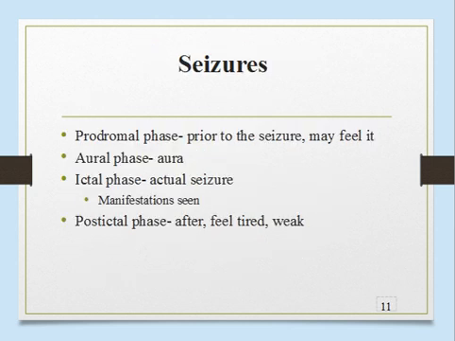Seizures. Prodromal phase. Prior to the seizure, you may feel it coming on. Aural phase is when, prior to the actual seizure, they have an aura, or they sense an aura. Ictal phase is the actual seizure. Manifestations are seen. That's when things happen. Post-ictal phase, it's after the seizure. They feel tired. They feel weak. They may want to sleep.